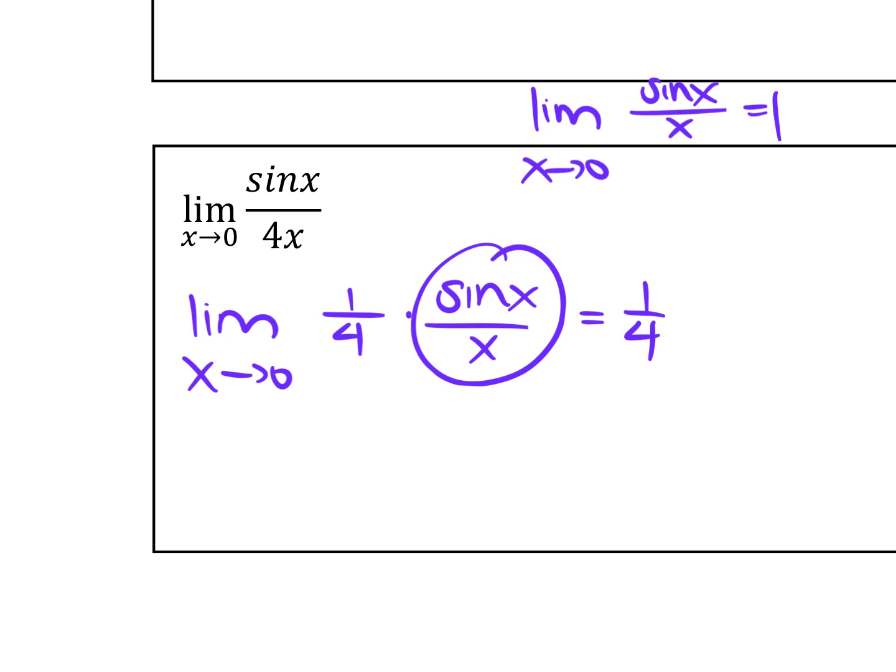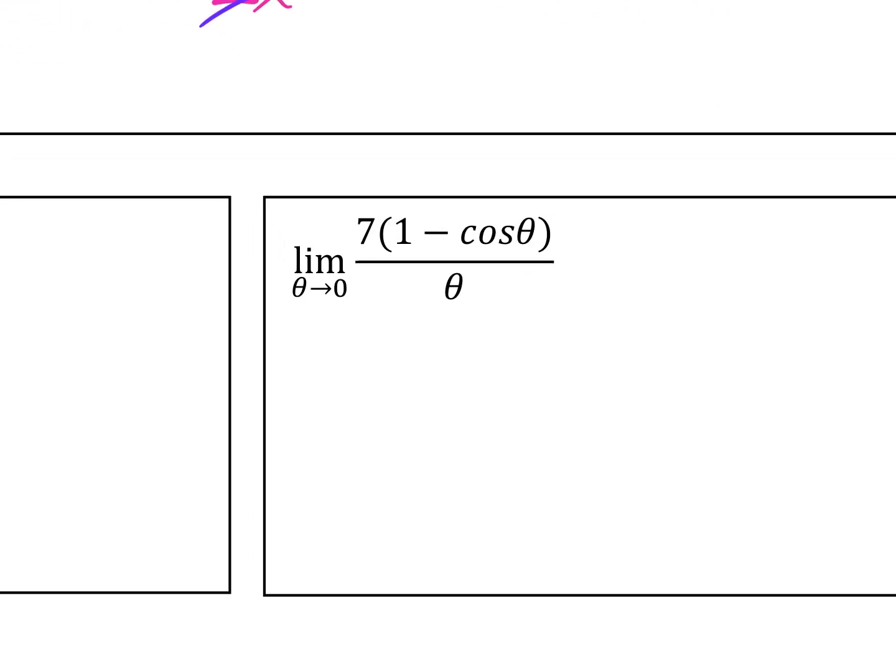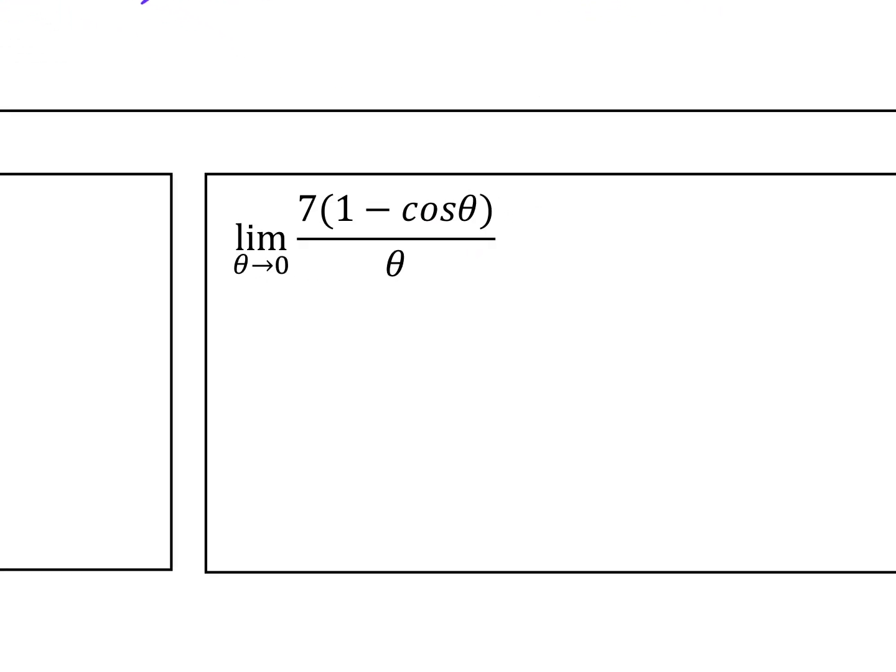Okay? The one next to it is very similar, except it looks a little bit like the other one. We have a 7 times a 1 minus cosine theta over theta. What did we know that limit was? 0. So it's a 7 times a 0, which gives us 0. So trig limits are not really generally that difficult. Know a couple rules and a little bit of plugging in using our chart, and we will be good.